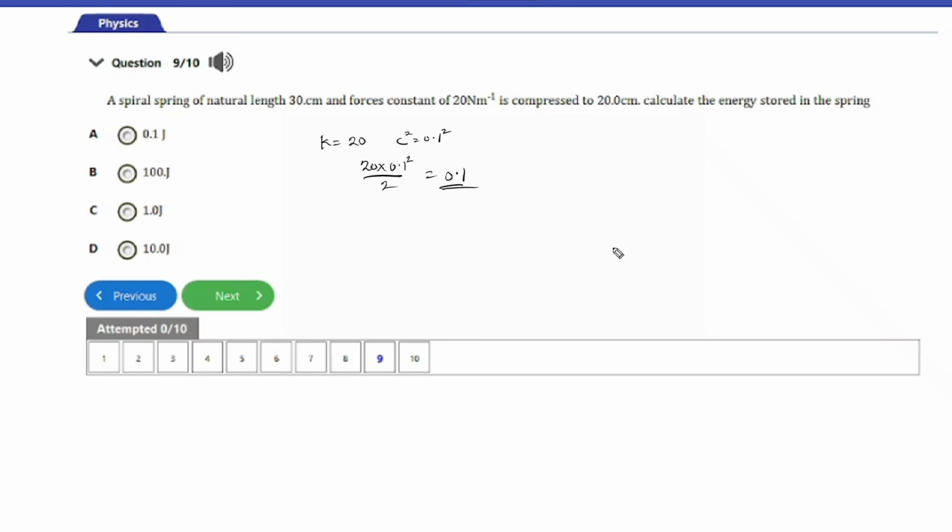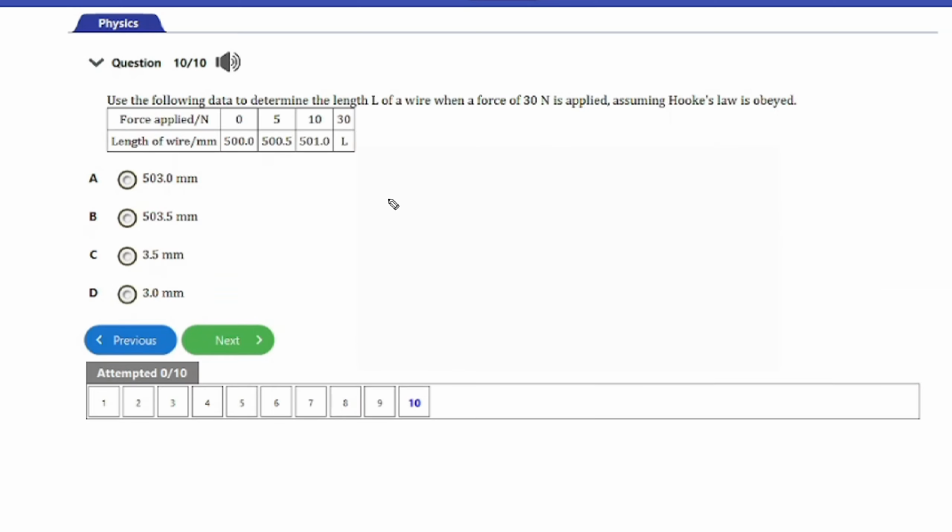So let's go ahead and consider the next and last question, guys. That's question number 10 here. It says, use the following data to determine the length of a wire when a force of 30 Newton is applied, assuming Hooke's law is obeyed. So we have the data here, and let's go ahead and sort this out together. Let's recall that F is equal to Ke. So if F is equal to Ke, then K is equal to F over e.